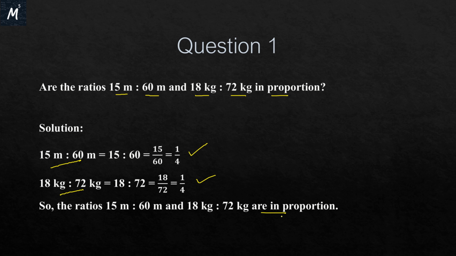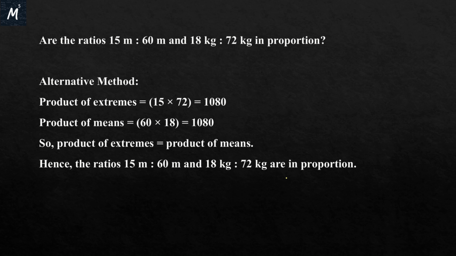There is an alternative method to solve these types of questions. As I have told you before in my introductory video of proportion, the product of extremes and the product of means are equal in a proportion. So here we are going to find the product of extremes and the product of means. If we write the ratios in proportion form, 15 is to 60 as 18 is to 72.